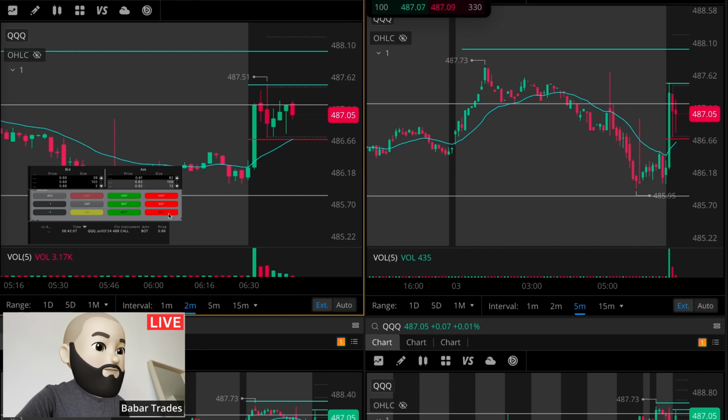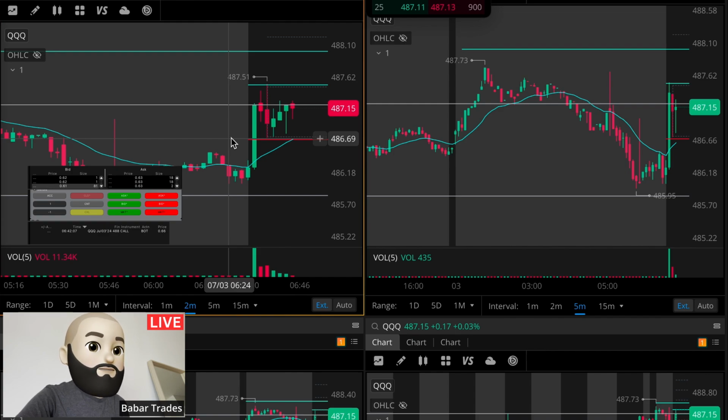I've currently set my stop loss here at the red line, just below these wicks and around where the moving average meets. So about 486.70. But I don't think I need to take it that far. I'm just gonna risk about 15 cents on this trade. So I'd like to get ideally 15 or above.